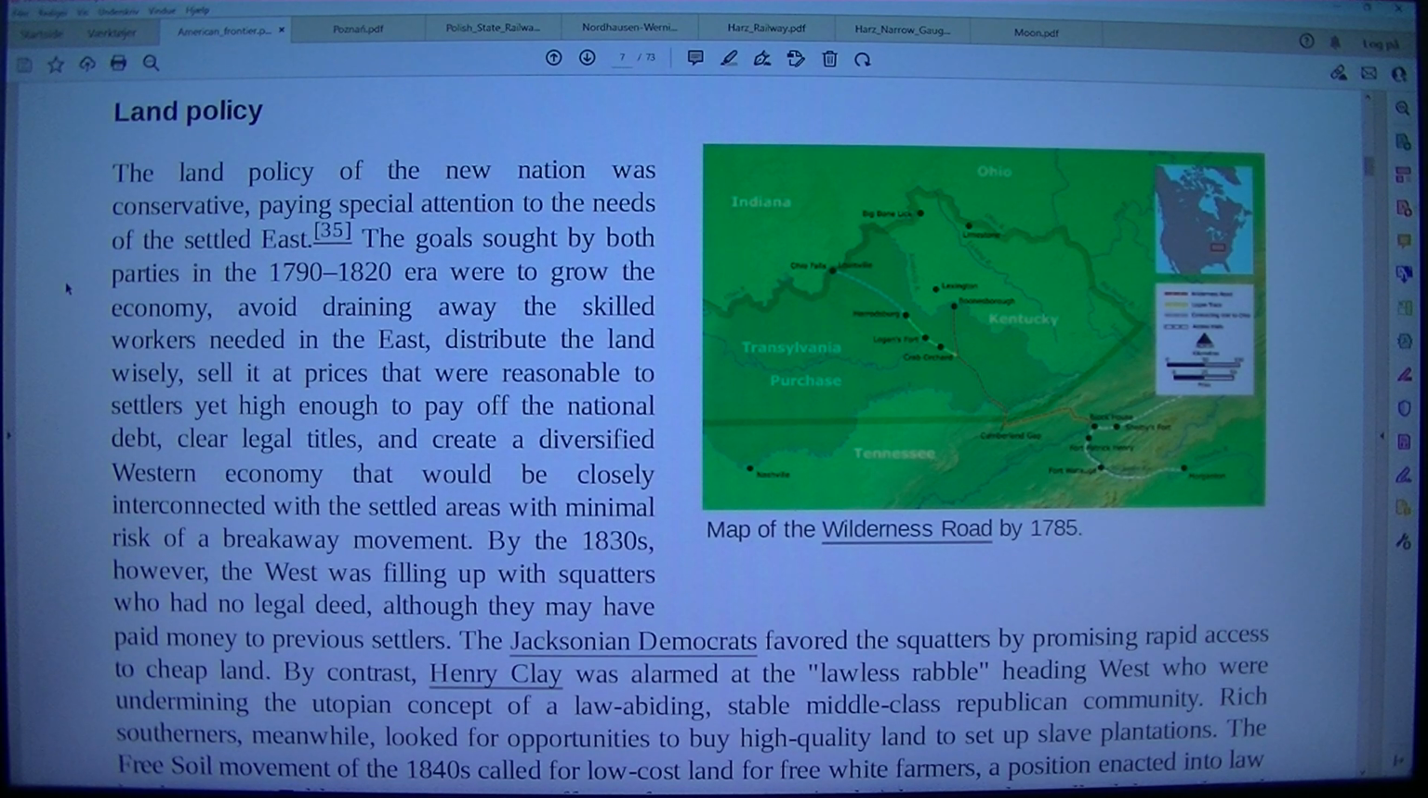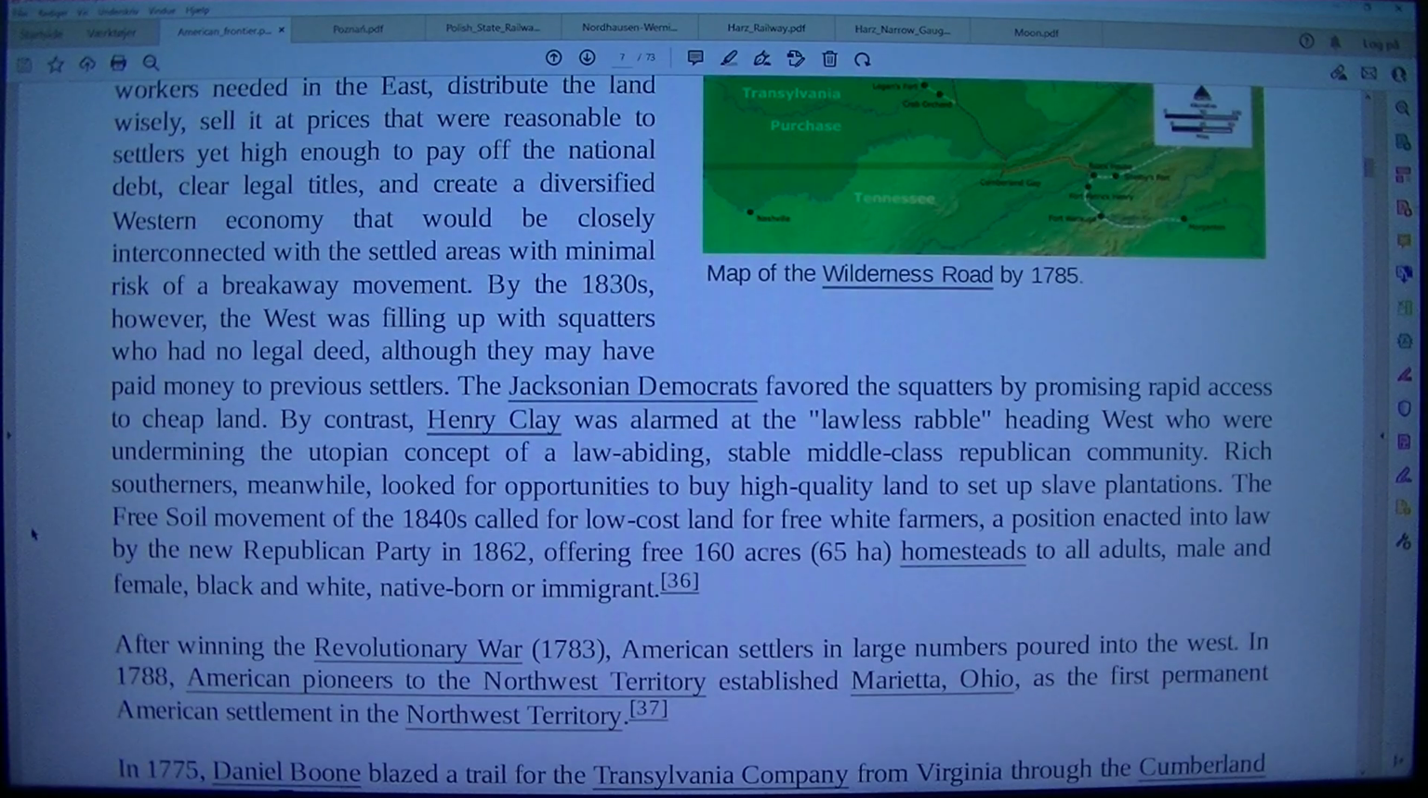The goals sought by both parties in the 1790-1820 era were to grow the economy, avoid draining away the skilled workers needed in the East, distribute the land wisely, sell it at prices that were reasonable to settlers yet high enough to pay off the national debt, clear legal titles, and create a diversified Western economy that would be closely interconnected with the settled areas with minimal risk of a breakaway movement.